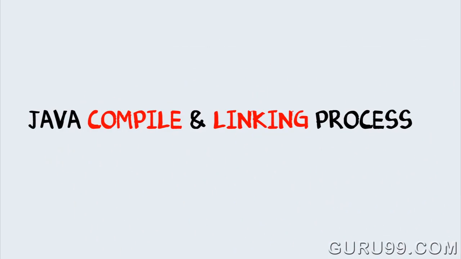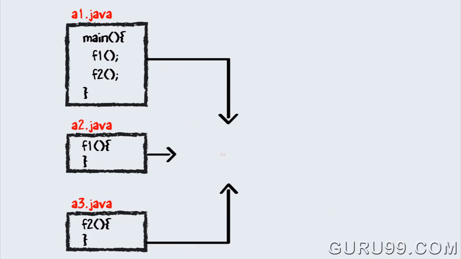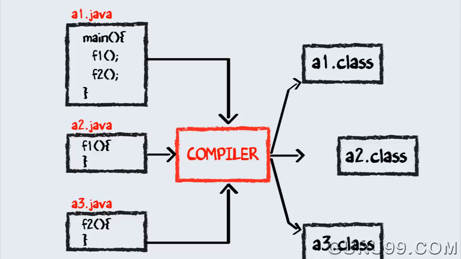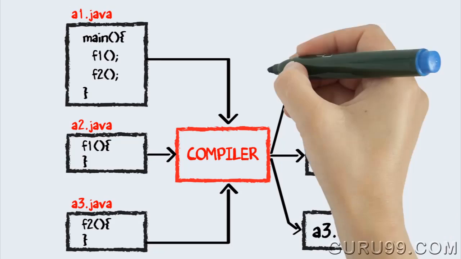Let's look at the process for Java. In your main, you have two methods, f1 and f2. Main method is stored in file a1.java. f1 is stored in file a2.java. f2 is stored in file a3.java. The compiler will compile the three files and produce corresponding .class files, which consist of the bytecode. Unlike C, no linking is done.